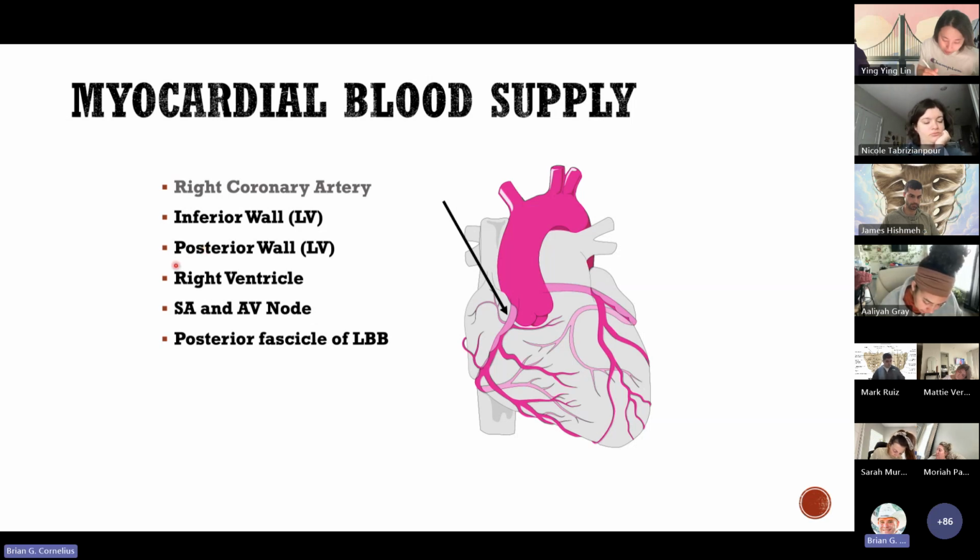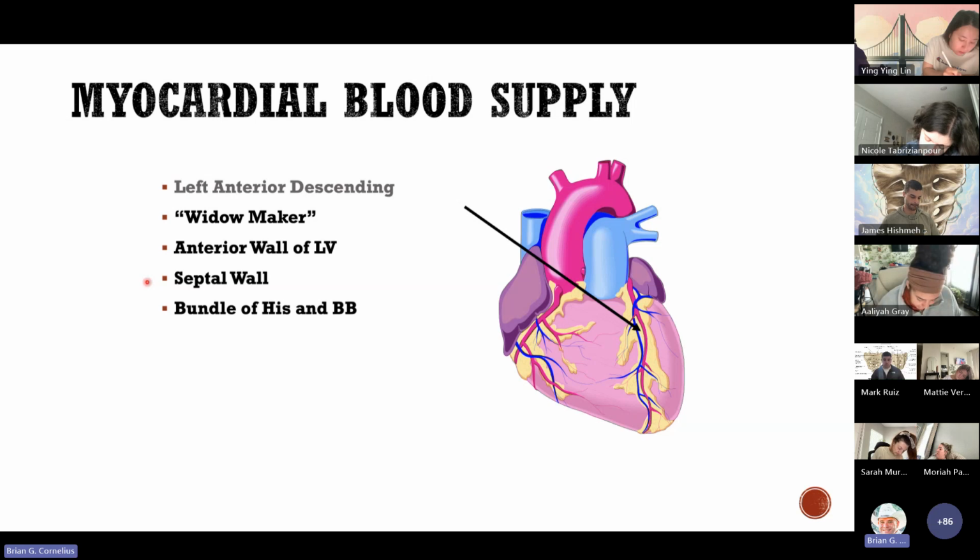Other things that we tend to see affected by the RCA, the SA and the AV node. So patients that have had damage to their RCA are at very high risk for conduction delays and bradyarrhythmias. So sometimes the way they present is in a bradycardic fashion. Very rarely will you have somebody that's had a RCA occlusion that's tachycardic. The other thing for you to remember is that the posterior fascicle of the left bundle branch is perfused by the RCA.